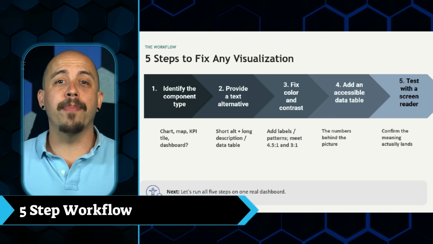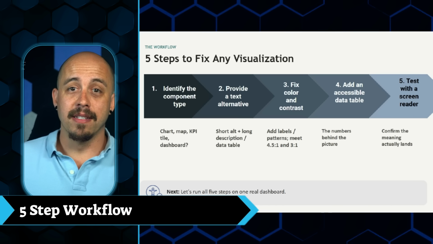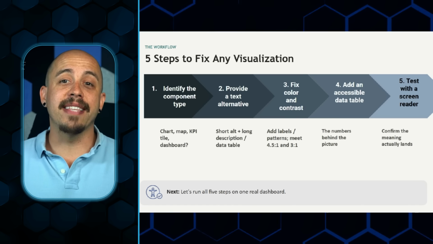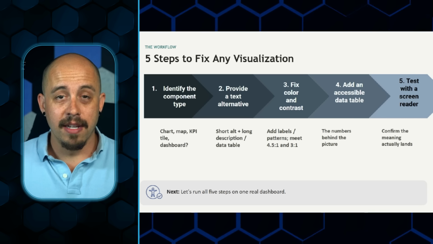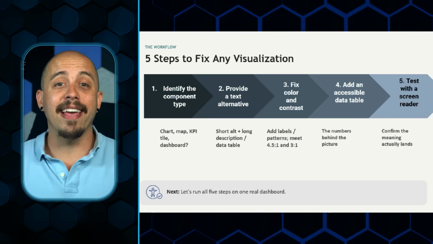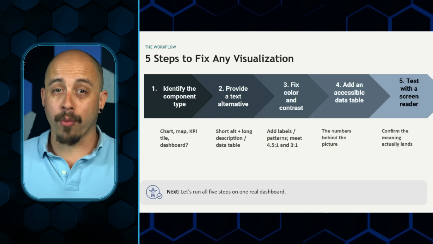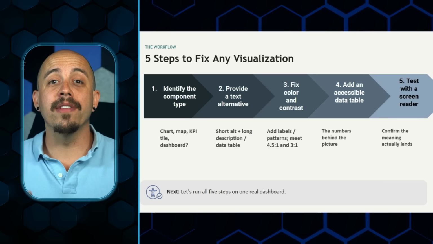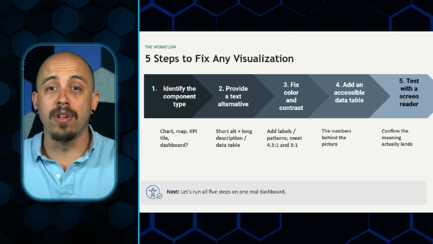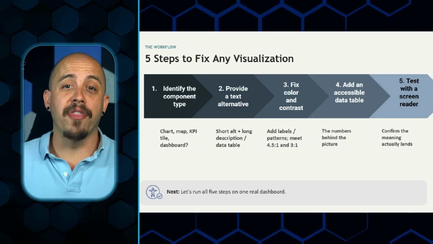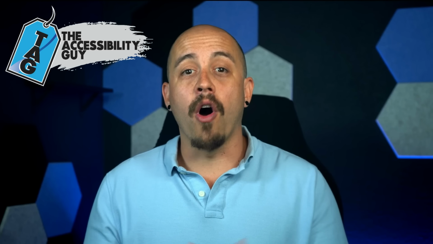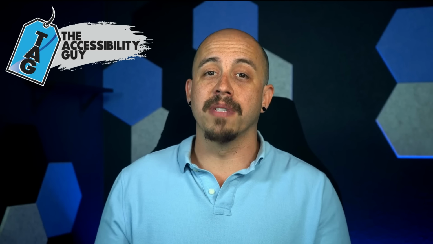Now here is the repeatable workflow. 5 steps. Step 1, identify the components. Break the visualization down into parts. Step 2, give each component a text alternative. Step 3, fix color and contrast. Step 4, add a real accessible data table behind the visual. And step 5, test it with a screen reader. Rather than leave the workflow abstract, let's run all 5 steps on a real dashboard from start to finish.